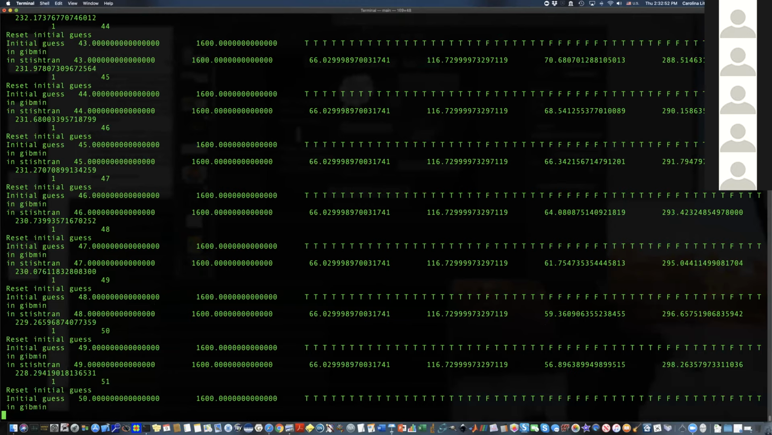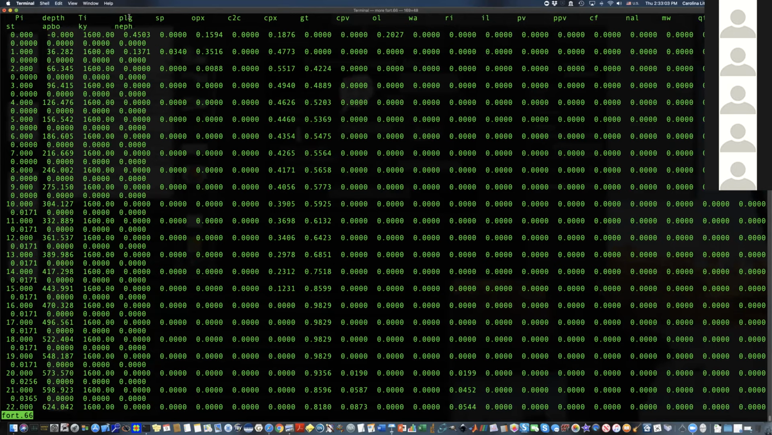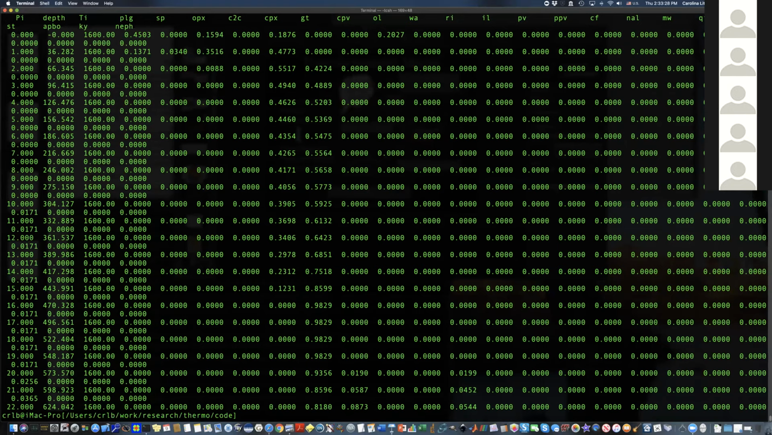So you'll see that it makes a lot of output. The output contains the phase equilibria right there. So pressure, depth, temperature, and then each phase, and these numbers here are the atomic proportions of each phase. So at zero pressure, there is plagioclase, a lot of plagioclase. There is orthopyroxene. There is clinopyroxene. And then, I can't read what that says right there. And at the core mantle boundary, there'll be perovskite or bridgmanite.